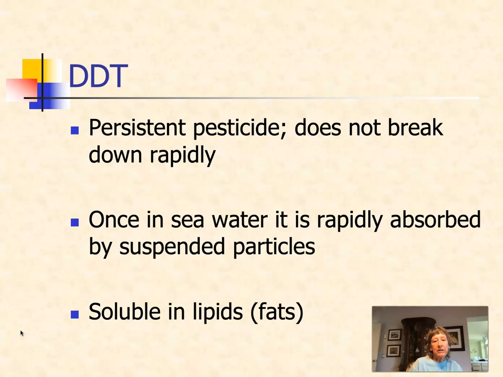But anyway, when DDT gets into seawater or fresh water, it's rapidly absorbed by suspended particles, and it's also absorbed by single-celled organisms. Phytoplankton refers to single-celled organisms that are photosynthetic that you find in the water. And any organism's cells are made of fat or lipids. And so DDT dissolves its way into phytoplankton, and it also can dissolve its way into the cell membranes of single-celled zooplankton.